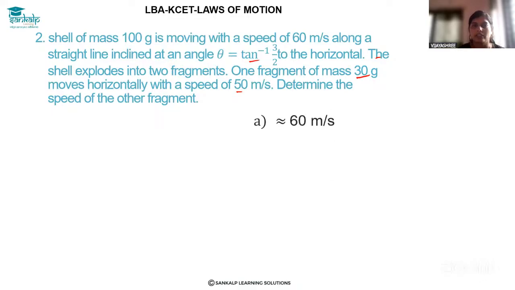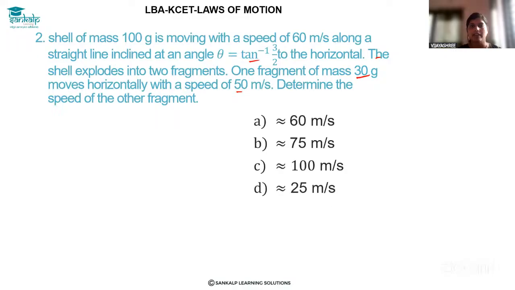Option A, nearly equal to 60 meter per second. Option B, nearly equal to 25 meter per second. Option C, nearly equal to 100 meter per second. Option D, nearly equal to 25 meter per second.